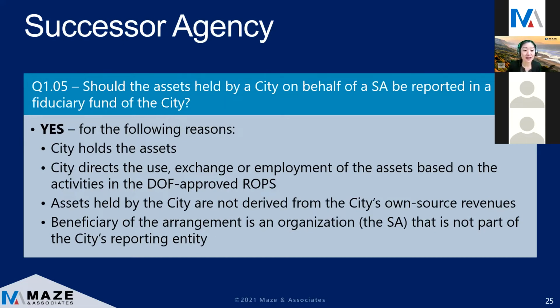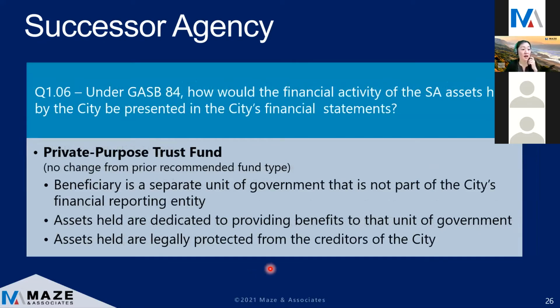And then the second question is, under GASB 84, how would the financial activities of the successor agencies held by the city be presented on the financial statement? It will still be a private purpose trust fund, because remember that there are 3 types of trust funds. Anything that doesn't fit into the other 2 types, the investments or the pension or OPEB, is going to be called private purpose trust fund.